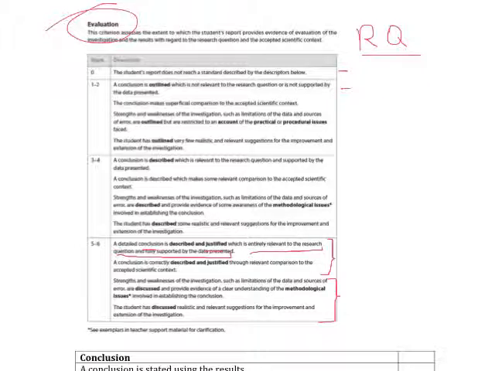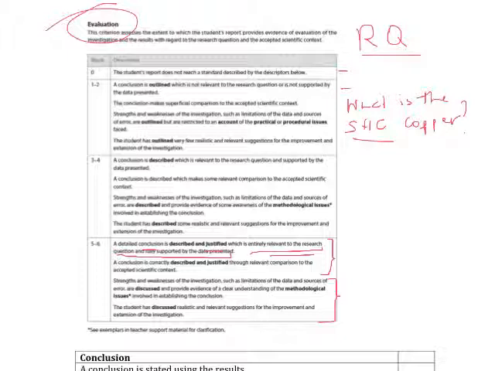Say the research question was, what is the specific heat capacity of copper? Okay, so it's not really an investigation, it's more a very close practical, but it's a good example. So what is the specific heat capacity of copper? To be entirely relevant to the research question, our answer must be the value of the specific heat capacity.